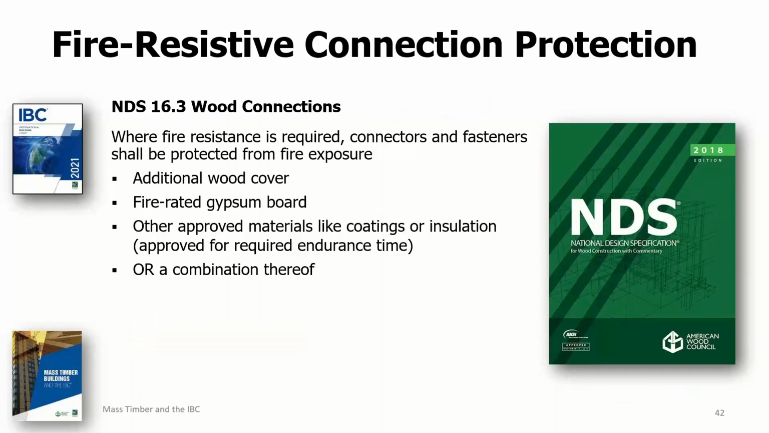In DES section 16.3 provides the requirements for the manner in which connections are to be protected. Connections that are between members, which are required to be fire resistance rated, must be protected from the fire exposure. This protection can be provided either by first, additional wood cover beyond just the wood member that's part of the design of the connection itself, or fire rated gypsum board, such as Type X gypsum board, or some other approved material for which the required fire protection time is demonstrated. And then also another option is that you can use any combination of those three options listed there.